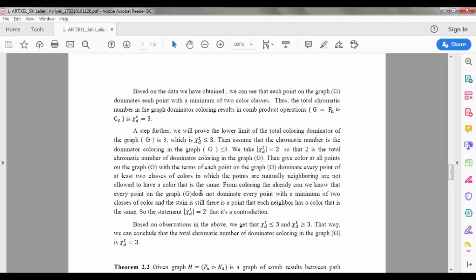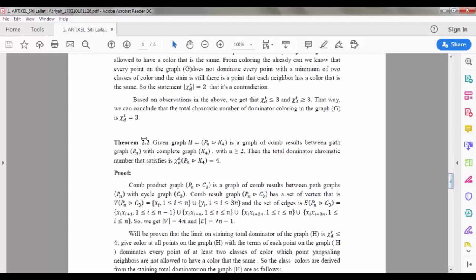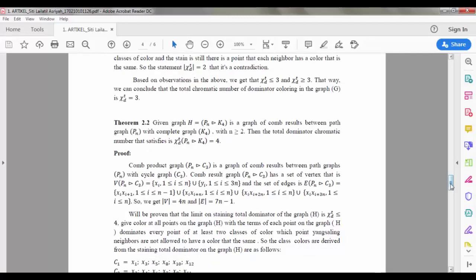That way, we can conclude that the total chromatic number of dominator coloring in graph G is χ_td(G) = 3. Then, about Theorem 2.2: given graph H, which is the comb product between path graph Pn and complete graph K4, with n greater than or equal to 2, the total dominator chromatic number is equal to 4. The proof of Theorem 2.2 is as follows.